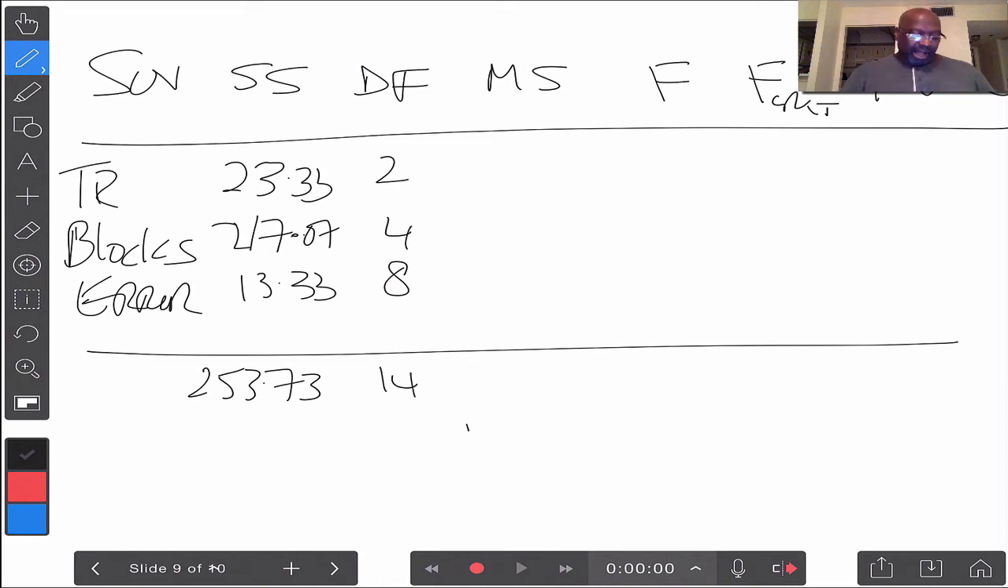And the mean square values: MSTR would be 23.33 over 2, which gives us 11.67. MSBL is 217.07 over 4, which is 54.27. And then MSE is 1.67.